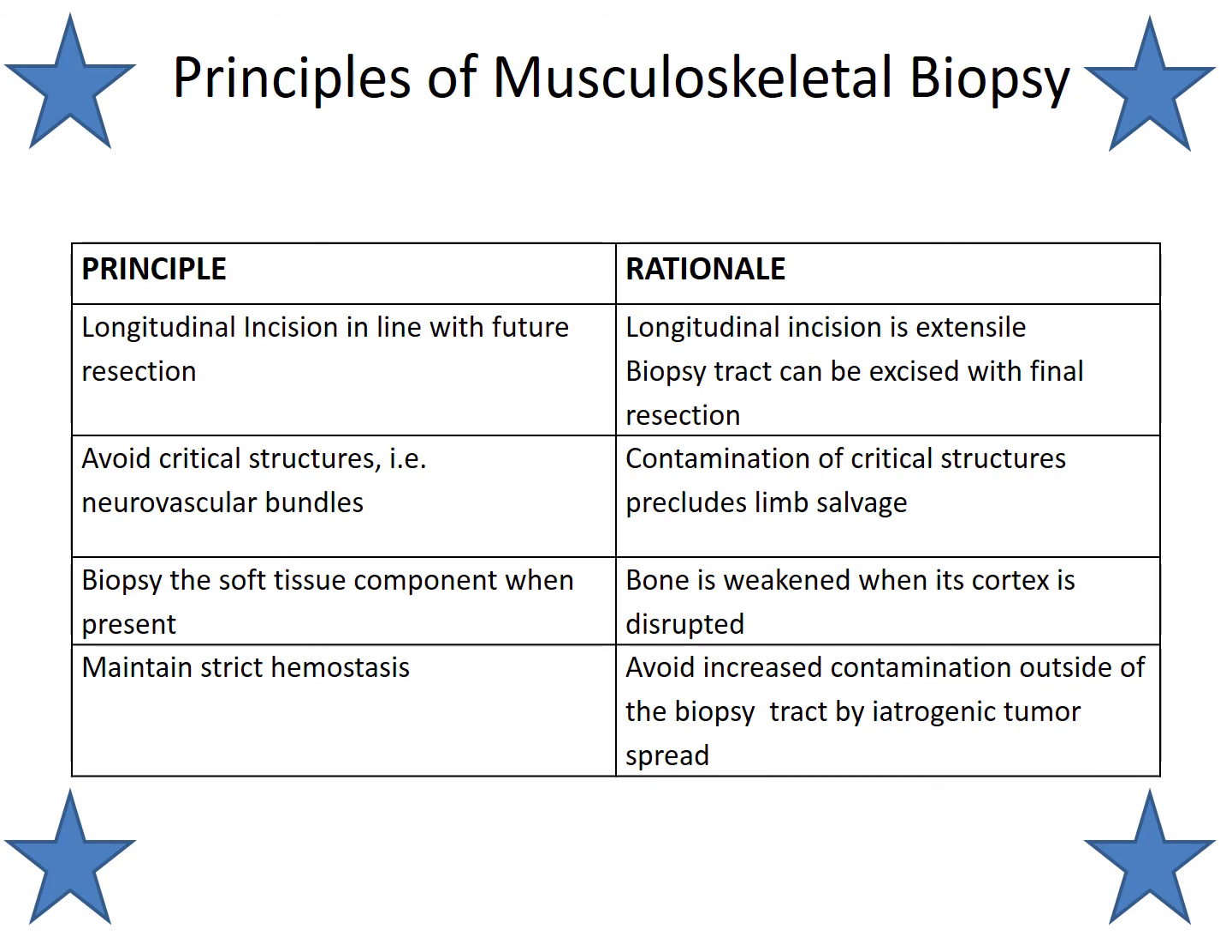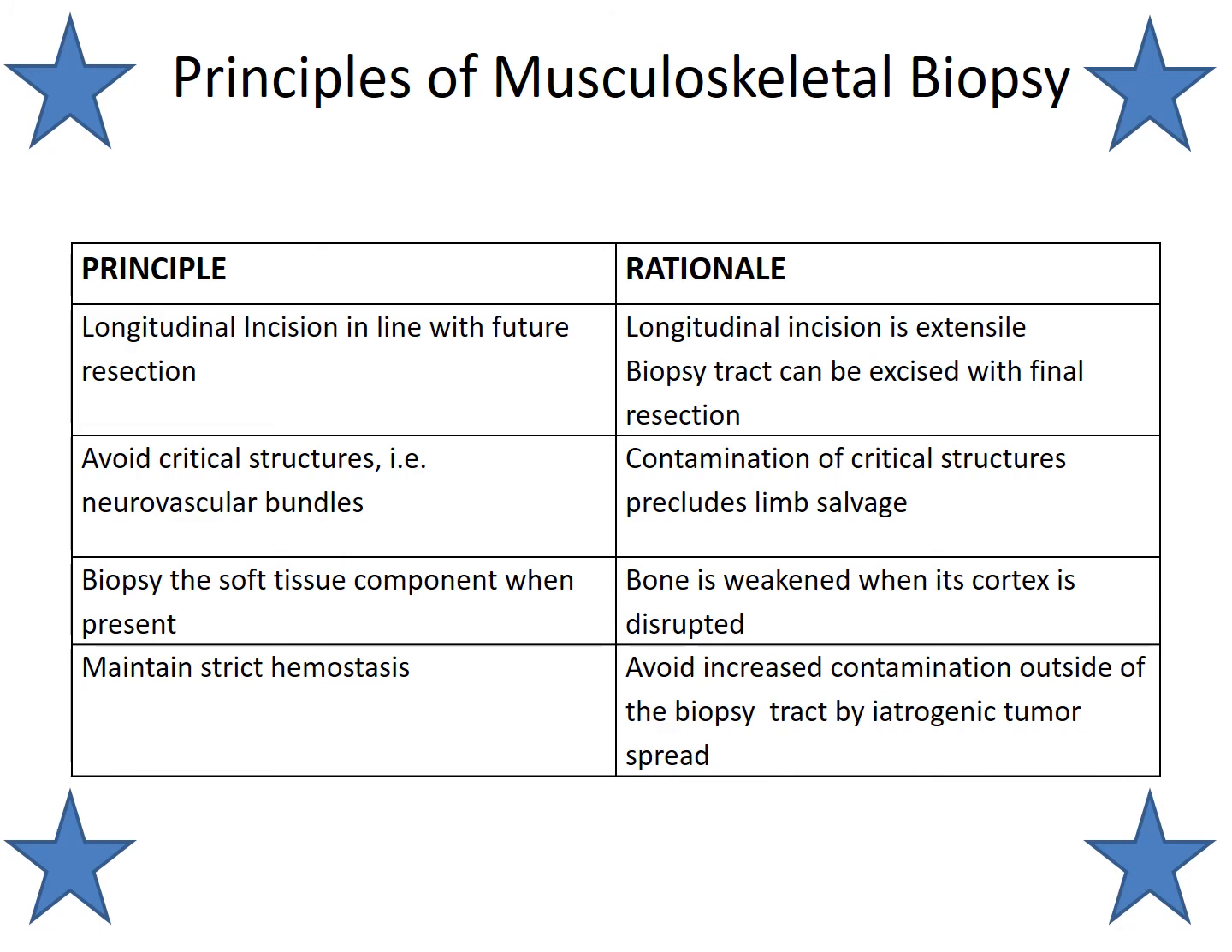Make a longitudinal incision, avoiding critical structures, that is neurovascular bundles, because when you go back to do surgery and remove the biopsy tract, you want to take whatever structures are underneath, and if you biopsy close to the neurovascular bundle, it will require resection at the time of final definitive surgery.